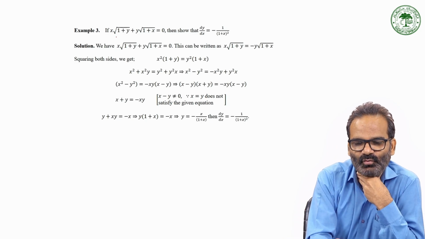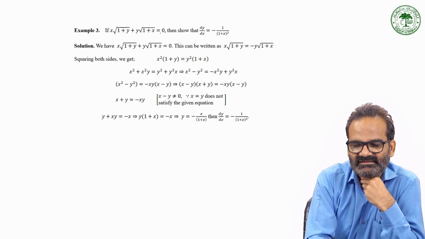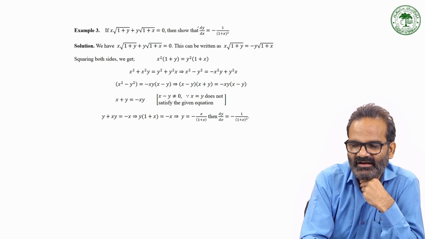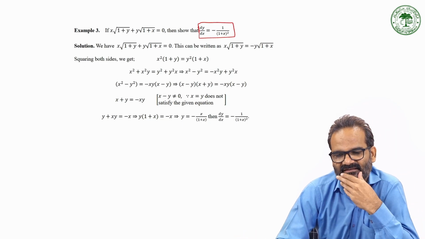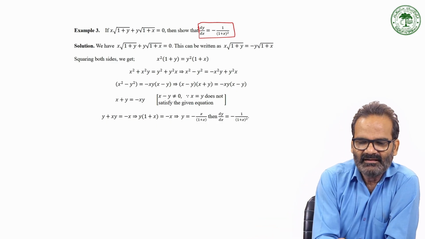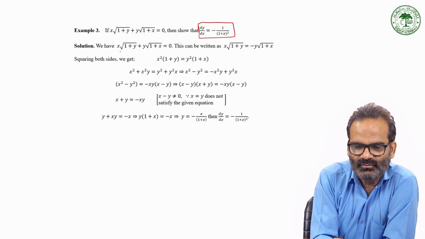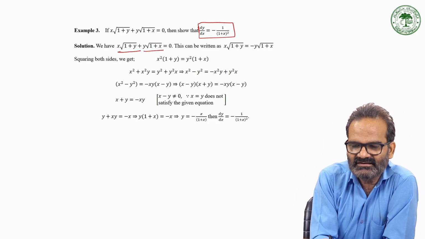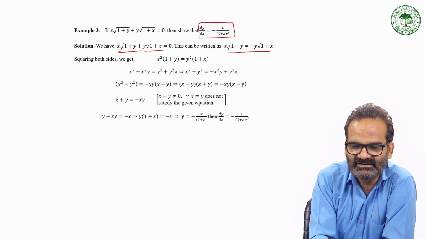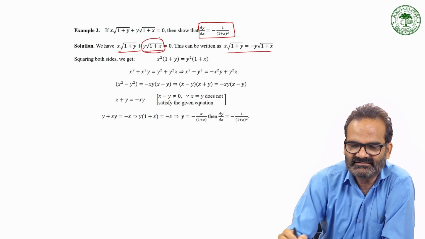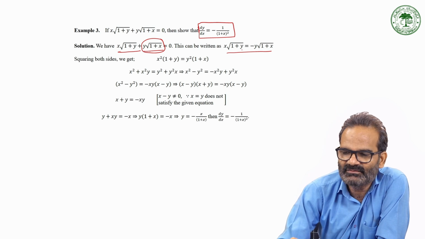If x root(1+y) + y root(1+x) = 0, then show that dy/dx is minus 1 upon (1+x) square. This is very simple. We are given x root(1+y) + y root(1+x) = 0. This can be written as follows: transform this term to the right hand side. So x root(1+y) is equal to minus y root(1+x).